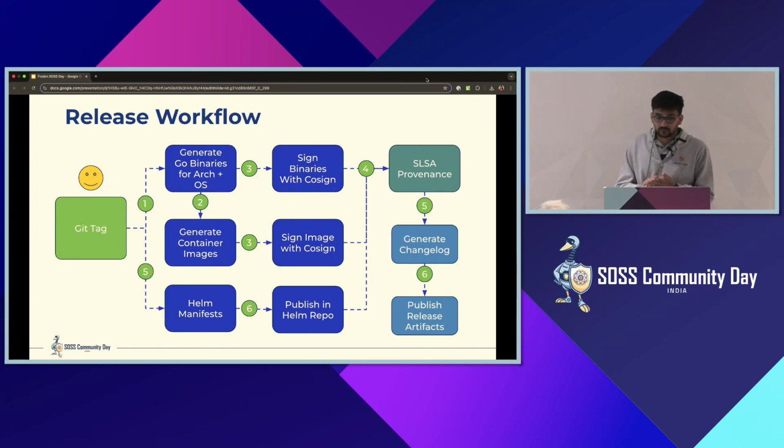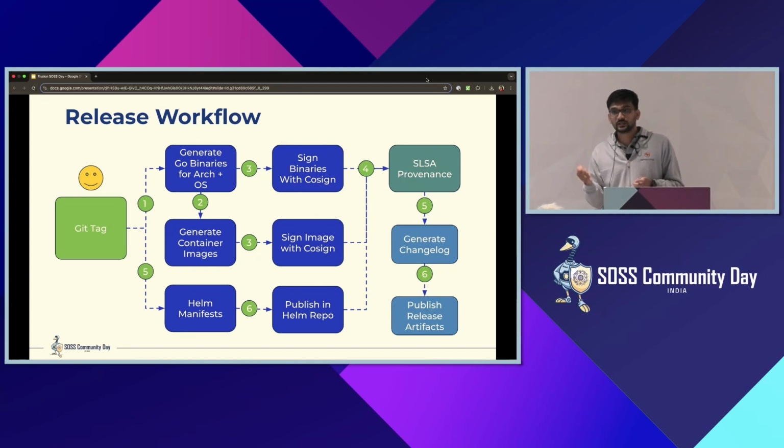So this is a bit about the release workflow that we have. Once we are ready for a release, we create a Git tag in GitHub. We use GoReleaser for creating releases mostly. So the first step is that we generate all the binaries that are going to be used for our project. So there's Fission, CLI, etc. And then there are also container images.